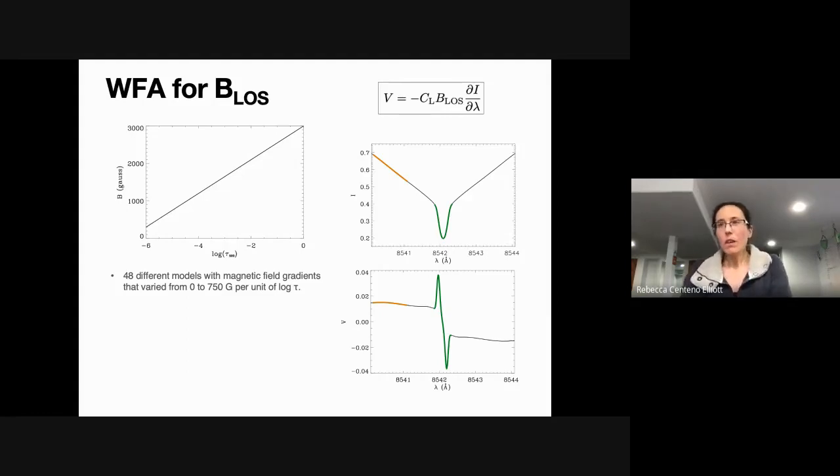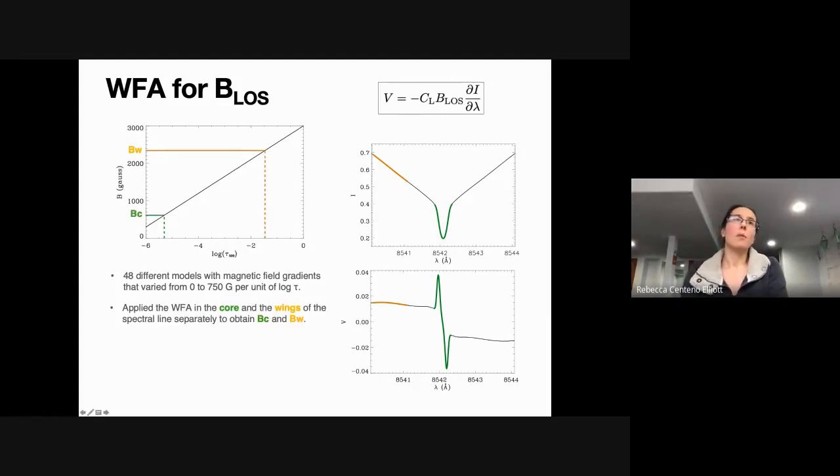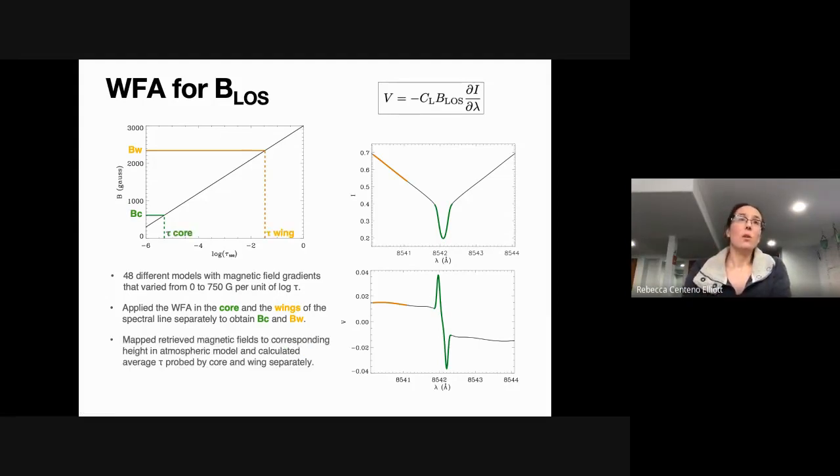So when I applied the weak field approximation in those two wavelength ranges, I obtained a value for the core of the line, BC, and a value for the wings, BW, and then I mapped these values into the magnetic field of the model to obtain the heights in that model atmosphere that these values were probing. I did this for all 48 different models, and I calculated the average tau core and the average tau wing from all of the inferences.